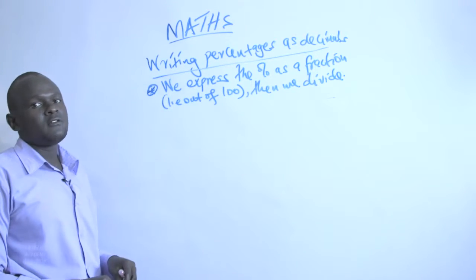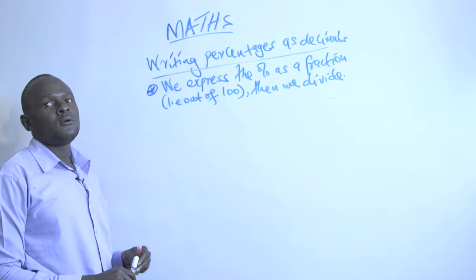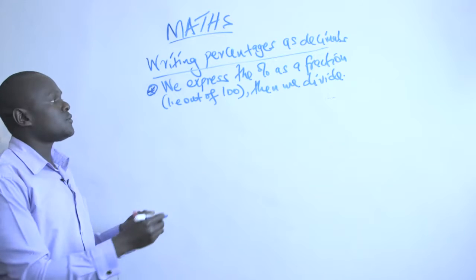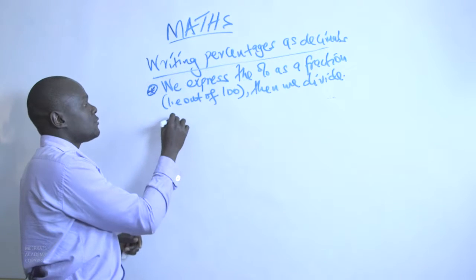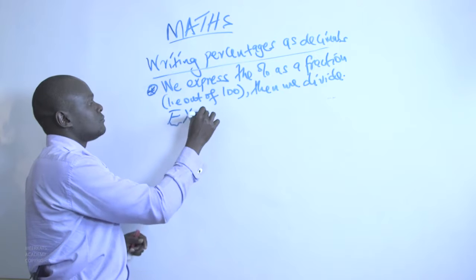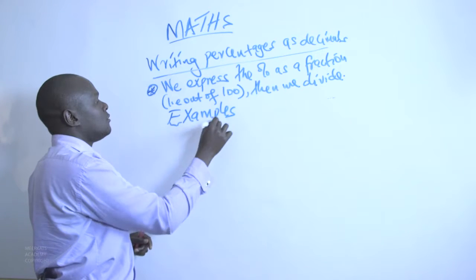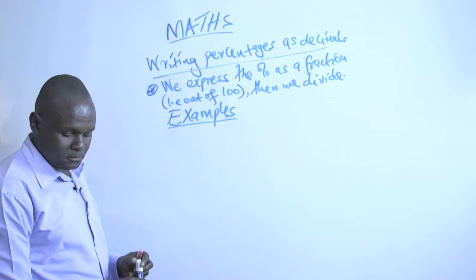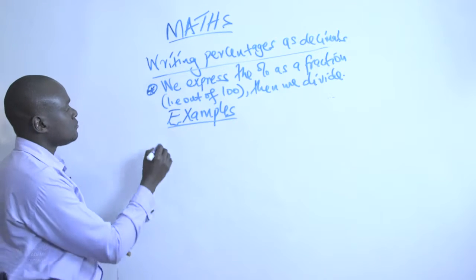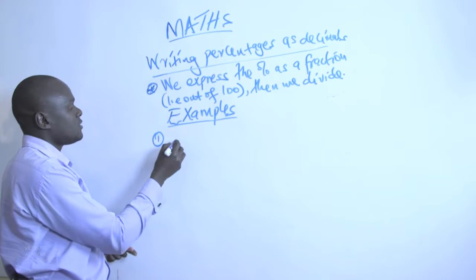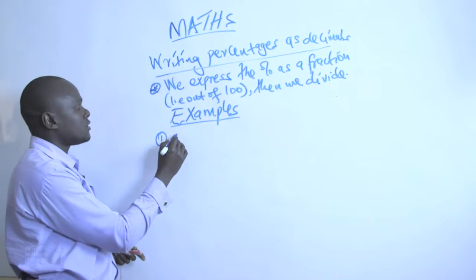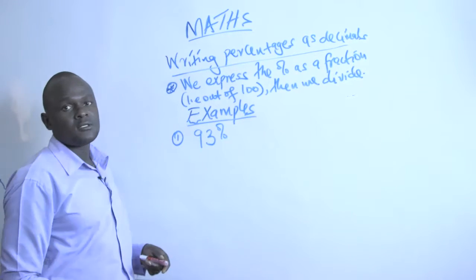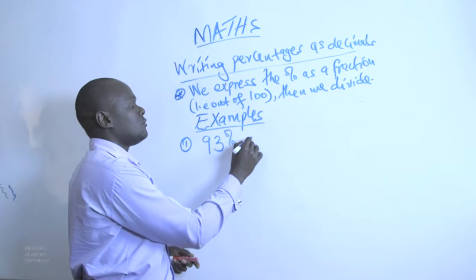We express the given percentage as a fraction out of 100, and then we divide it. This will be illustrated in these examples that will follow. The first example is how do we express 93% as a decimal.